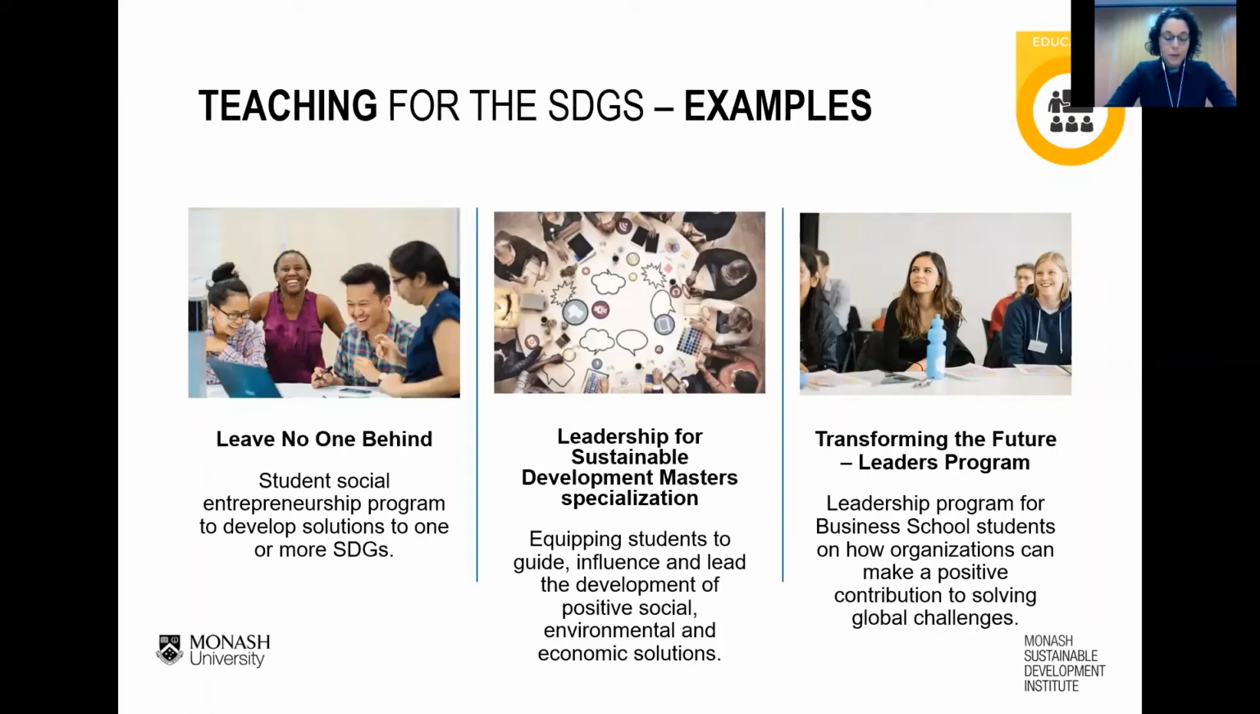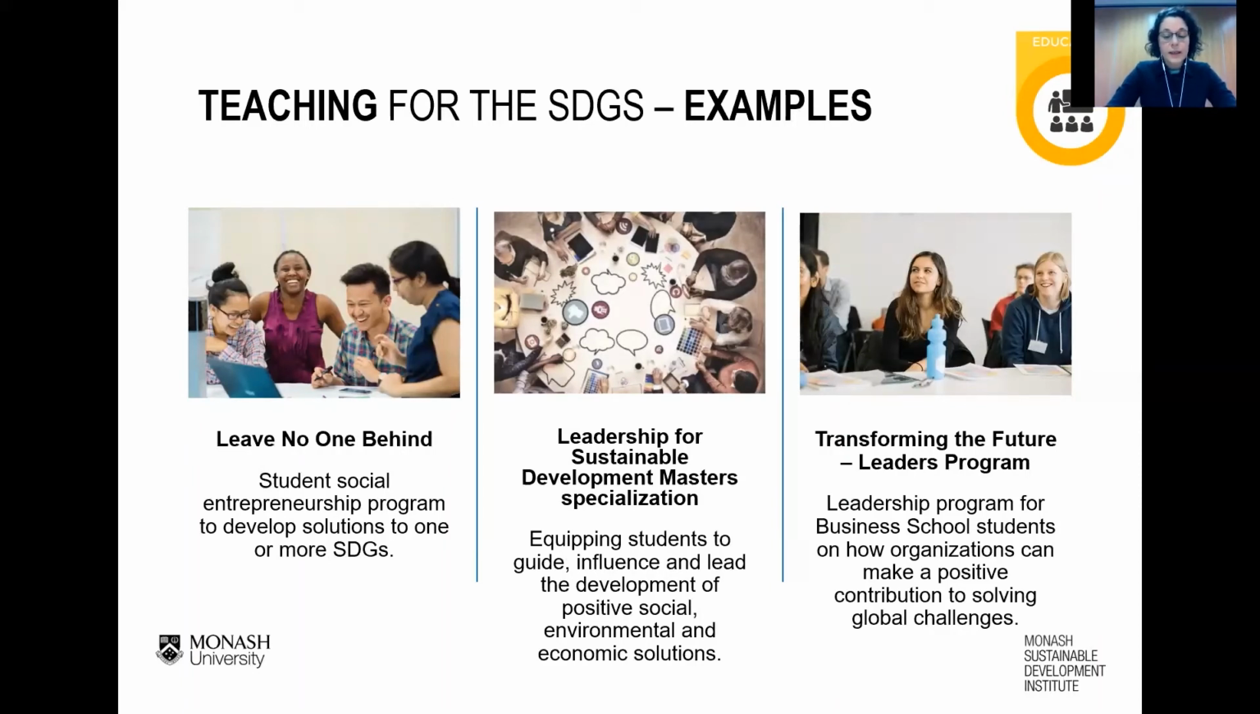The first example is an extracurricular program called Leave No One Behind. It is a social entrepreneurship competition for students to develop a solution to one or more of the SDGs, such as a new product or a community program. It builds student literacy in the SDGs and fosters innovation and entrepreneurship. It's been a huge success with students, and they developed some great ideas.